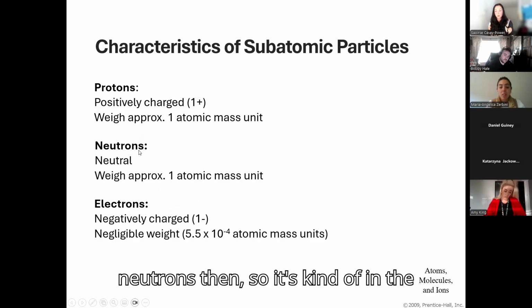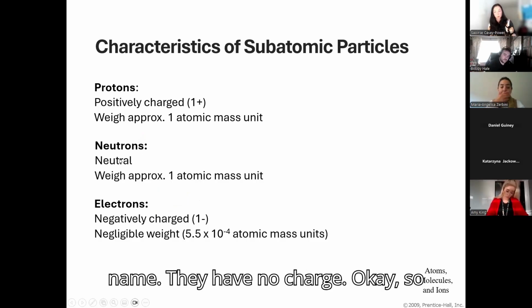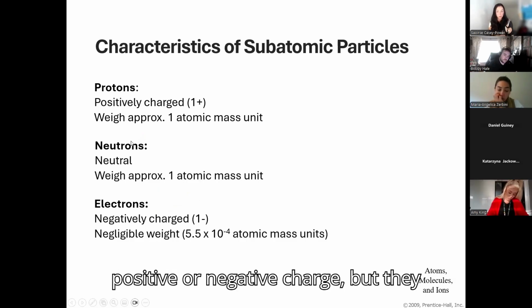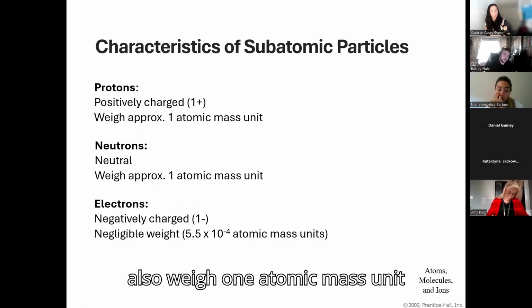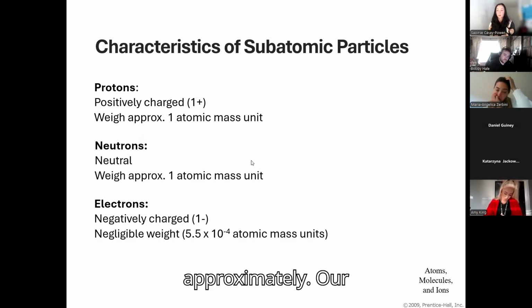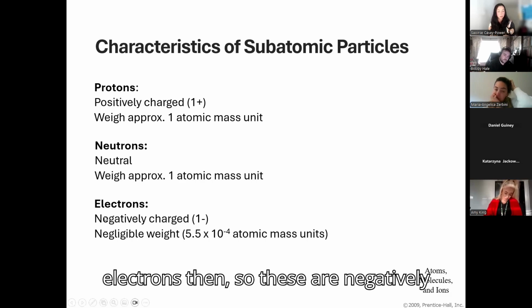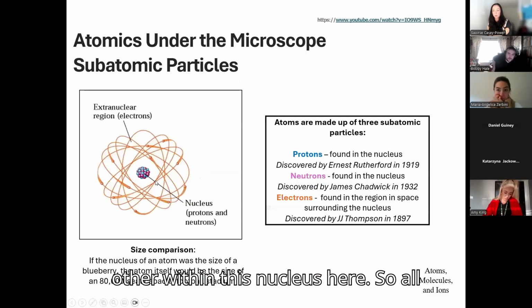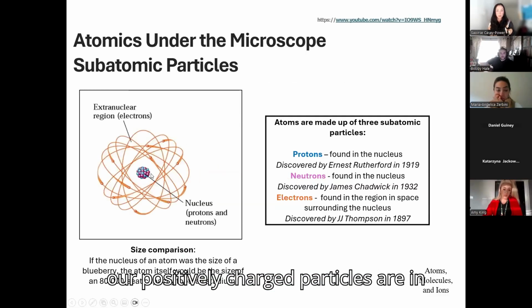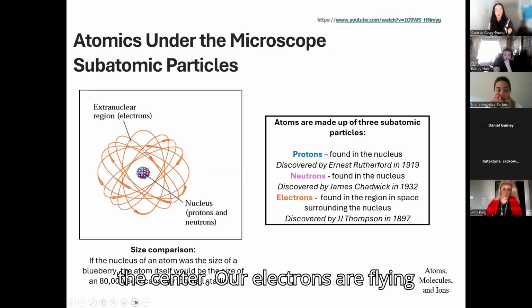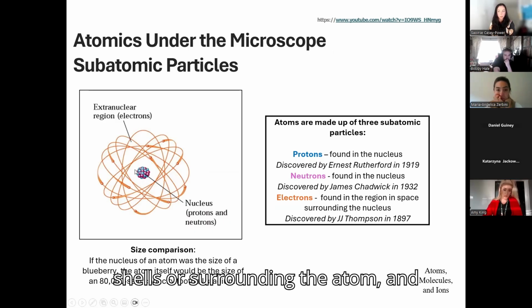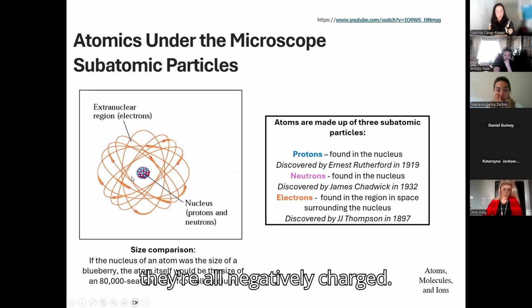Our neutrons, as the name suggests, have no charge. They're neutral, possessing neither a positive nor a negative charge, but they also weigh approximately 1 atomic mass unit. Our electrons are negatively charged. As you can imagine, the protons and electrons attract and balance each other. All our positively charged particles are in the center, and our electrons are flying around in the electron cloud within the shells surrounding the atom, and they are all negatively charged.